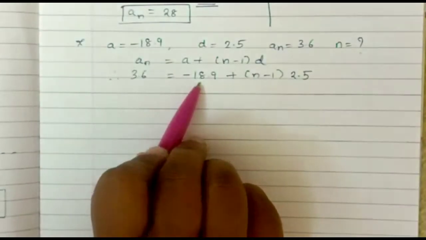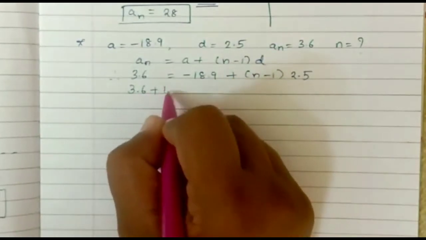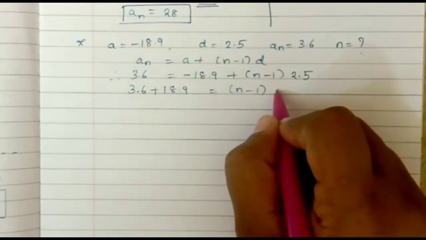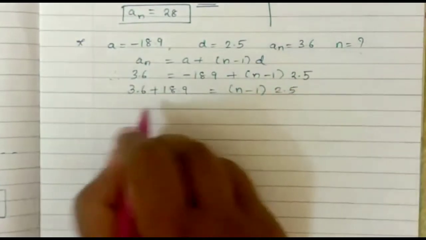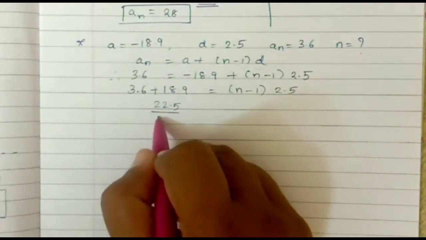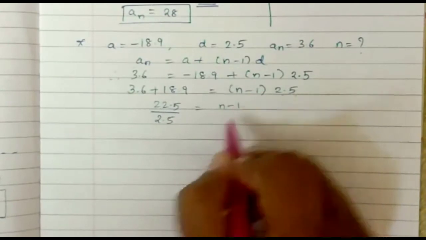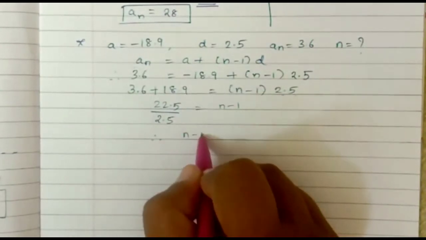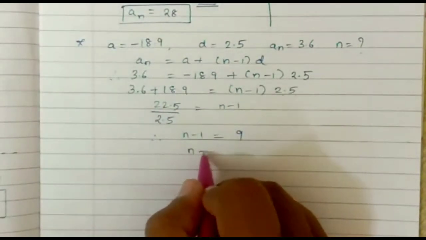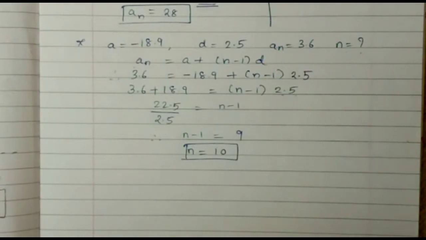This minus 18.9 will become plus 18.9 if I take it to the left. So plus 18.9. This is (N minus 1) into 2.5. Okay, so this will be 22.5. If you divide it directly by 2.5, because 2.5 is in multiplication, is N minus 1. And so we will get N minus 1 is equal to 9. 2.5 into 9 is 22.5. And thus we got N is equal to 10. In this way you can do many more sums.